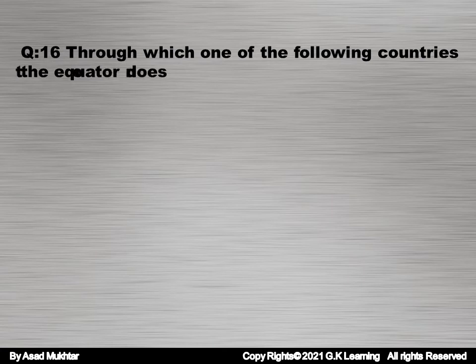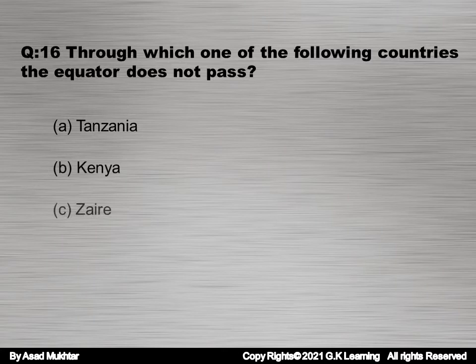Through which one of the following countries does the equator not pass? Tanzania, Kenya, Zaire, Uganda. The answer is Tanzania.